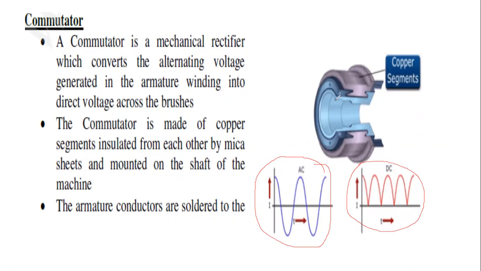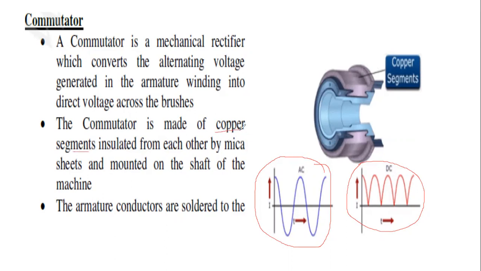It is one type of mechanical rectifier. What is the purpose of a rectifier? The rectifier is used to convert AC to DC. Similarly, the commutator is used to convert the alternating voltage to the direct voltage. This is the purpose of the commutator.